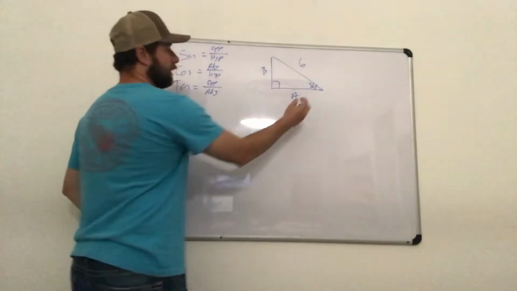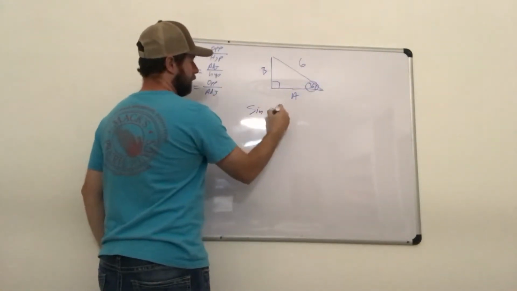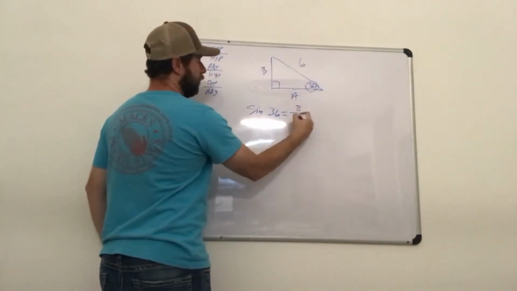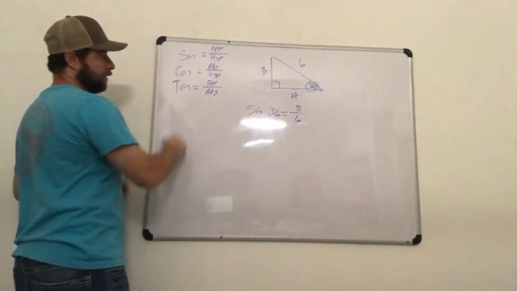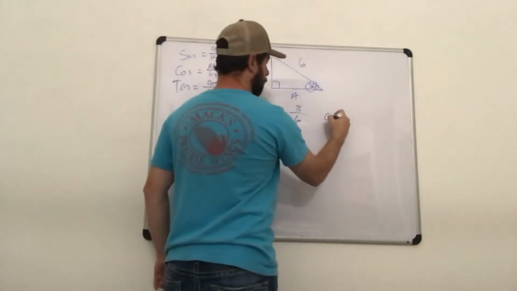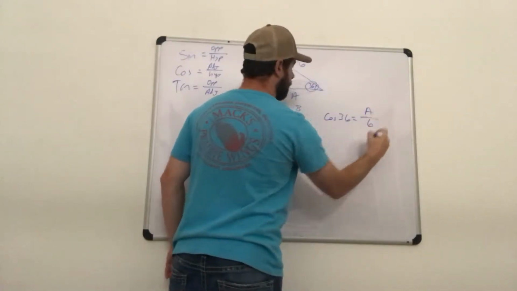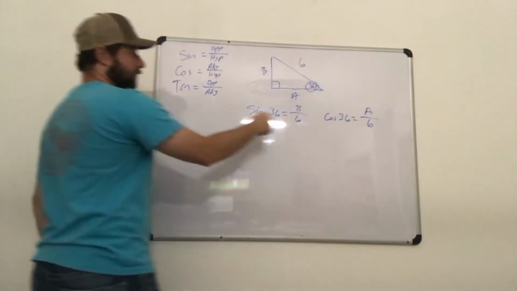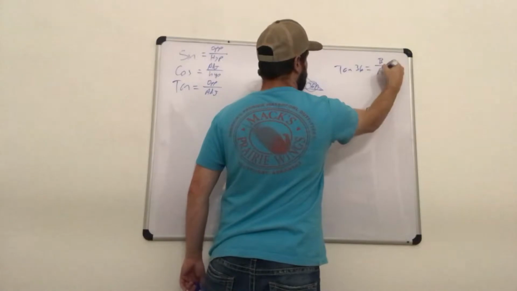So if we're taking from angle 36, the sine of angle 36 is going to be opposite b over hypotenuse 6. Cosine is adjacent over hypotenuse, so if we're taking it from angle 36, cosine of angle 36 is adjacent a over hypotenuse 6. And if we were finding the tangent, which is opposite over adjacent, it would be the tan of 36 is b over a.